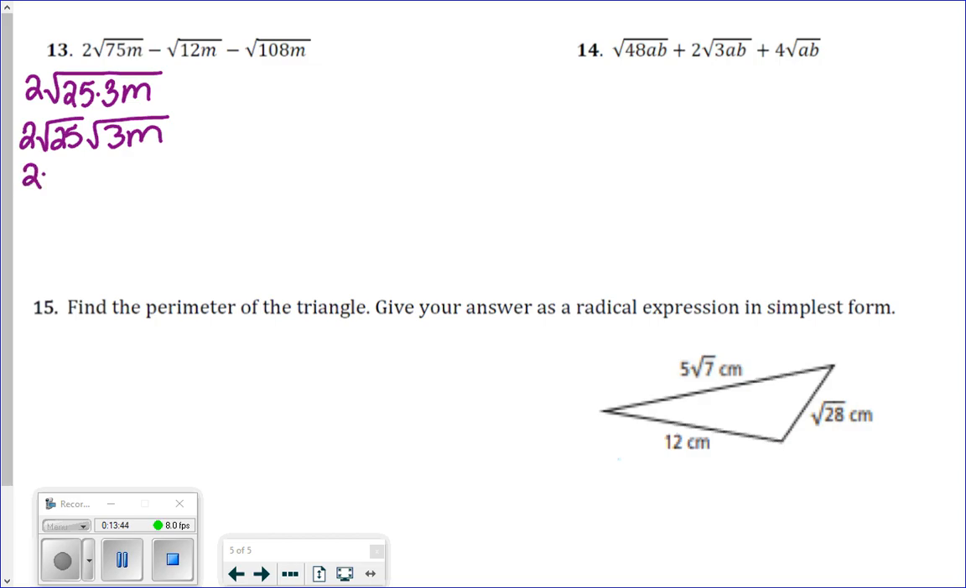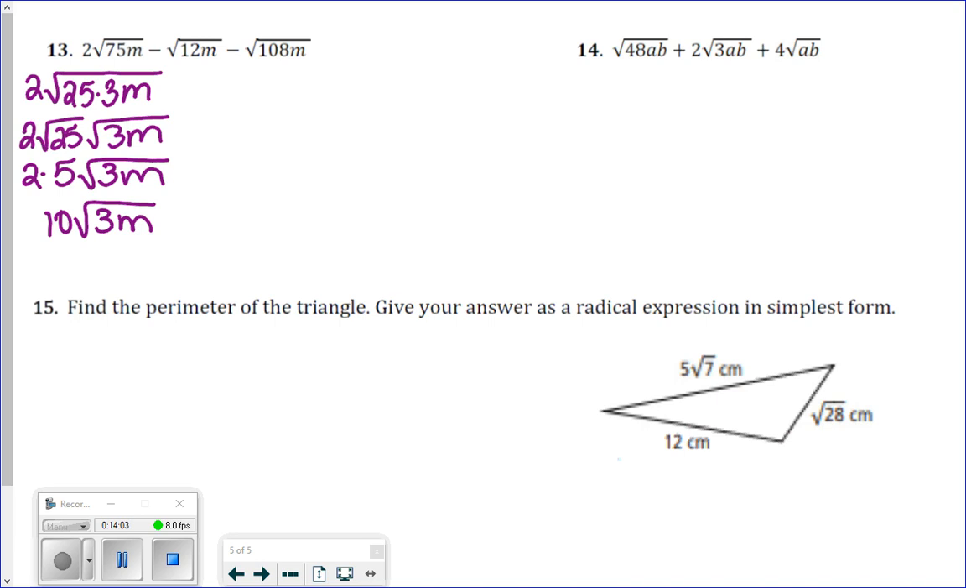That'll give me a positive 5, a whole number that I'll now be able to multiply with the 2. So once that's a whole number, 5, I can then multiply those together. So I get 10 square root of 3m in that very first term.